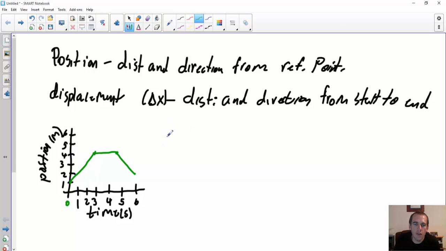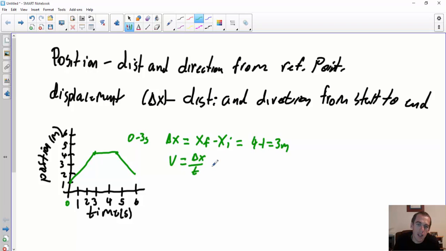4 meters. So if I want to know how far it went, delta x, its displacement, that's always final position minus initial position. In this case, that's equal to 4 minus 1, which equals 3 meters. And this is for the first time interval, 0 to 3 seconds. If I want to know how fast it was going during that time, I want to know its velocity. That is change in position over time. That equals 3 meters in 3 seconds, which is 1 meter per second.